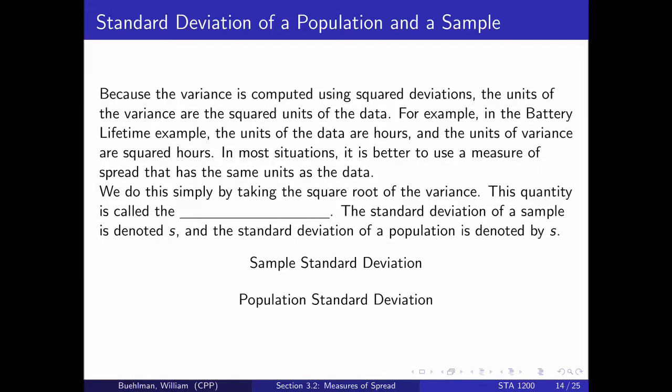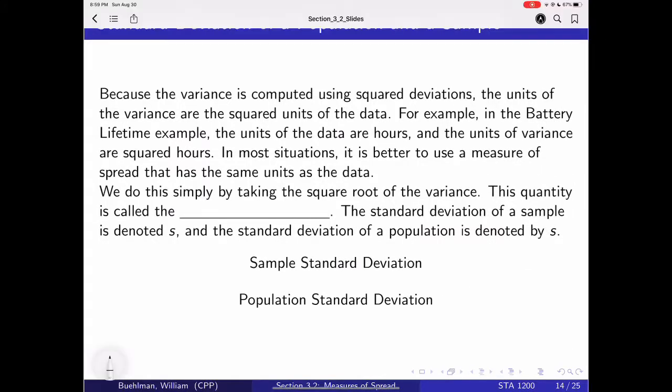Now we're going to do standard deviation of a population and a sample. Because the variance is computed using squared deviation, the units of variance are squared units of the data. For example, in the battery lifetime example, the units that we got were hours, so the variance units were squared hours. In most situations, it's better to use a measure of spread that has the same units as the data. So since our original data was in hours, we want a measure of spread that is also in hours, not squared hours. We do this just by taking the square root of the variance.